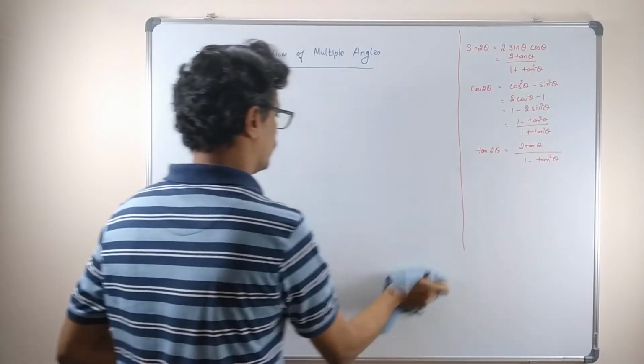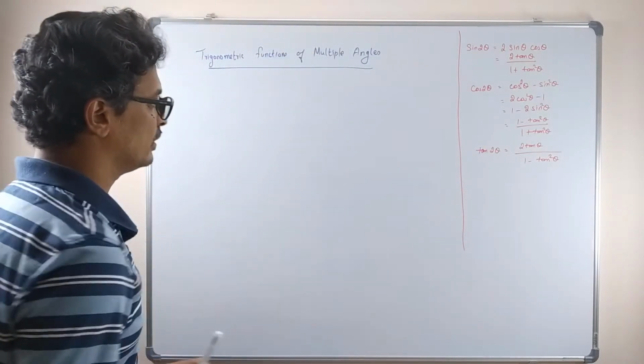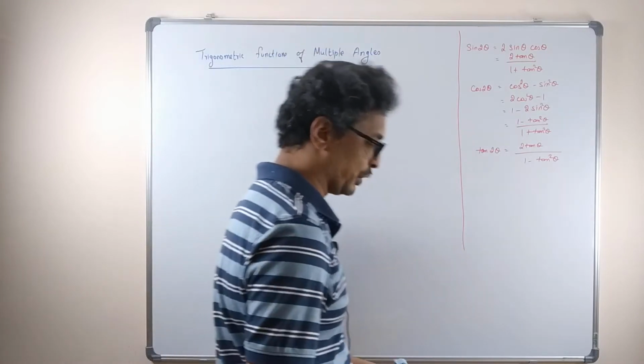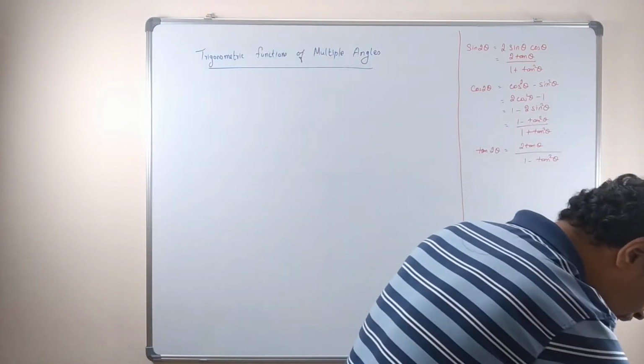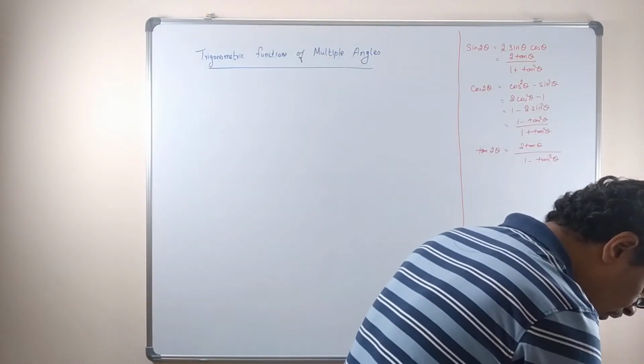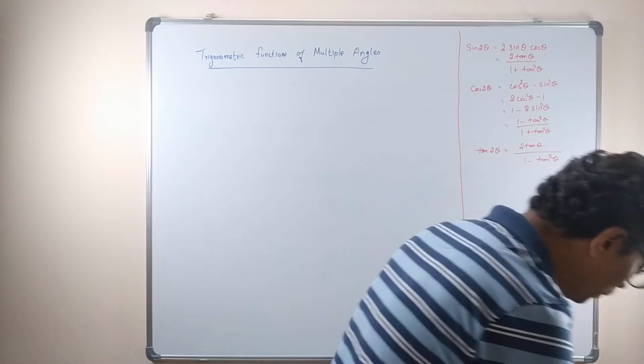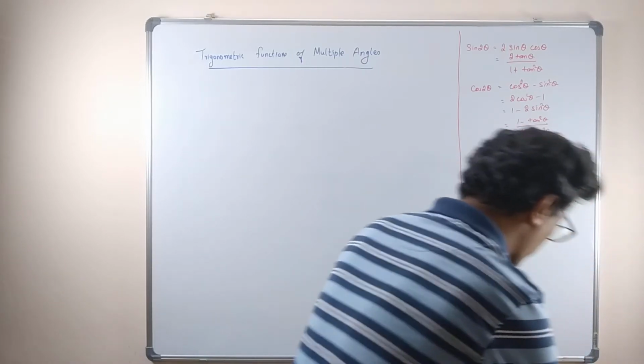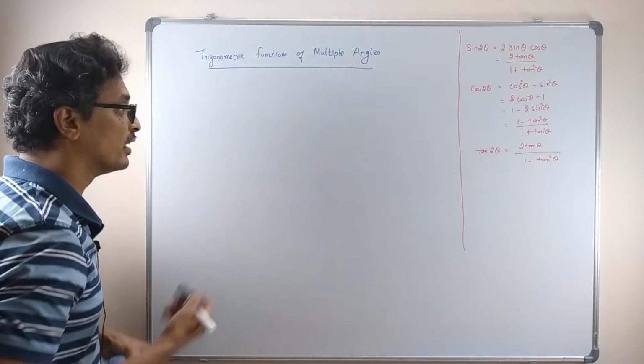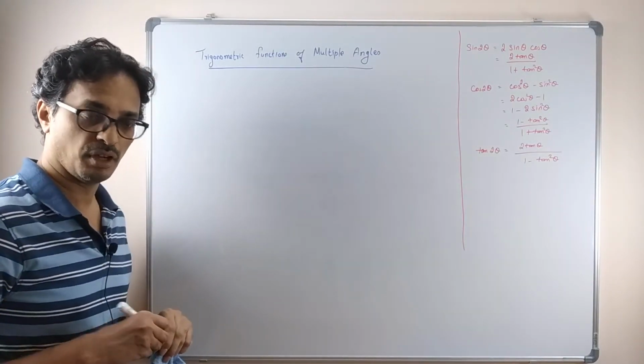Okay, so now let us go for one more type of angle. Now we got the formula for the angle 2 theta. Once we know this 2 theta, it is easier to find the half of the angle, theta by 2. How will you do that?